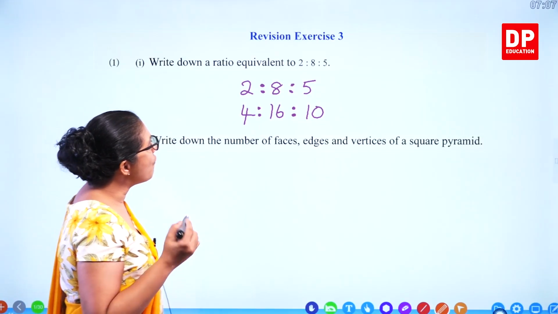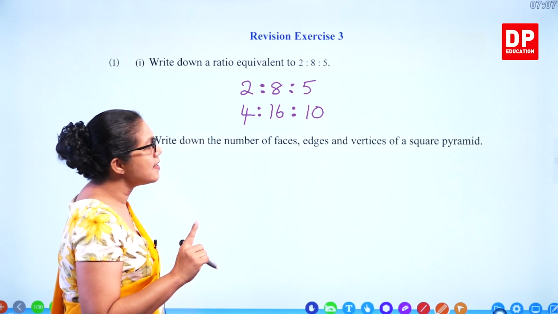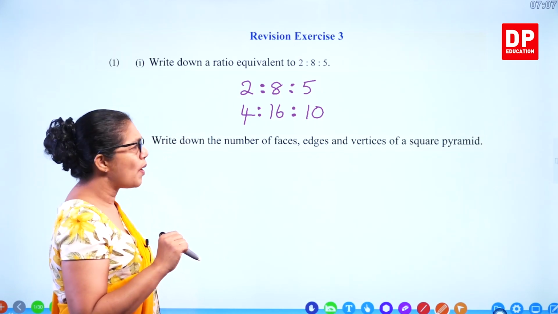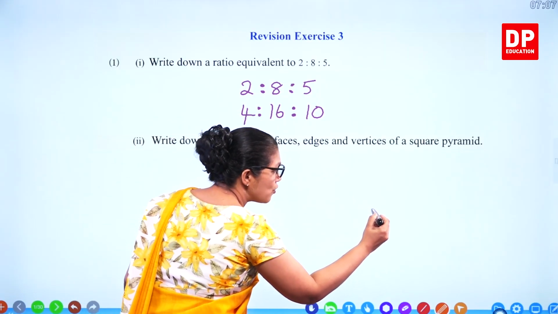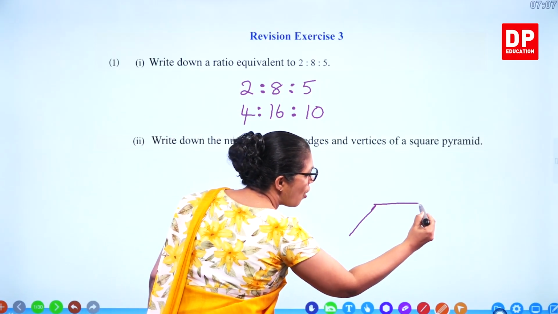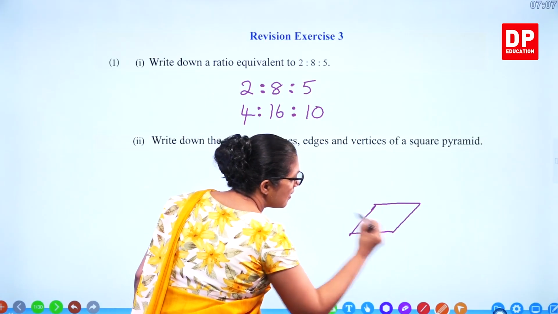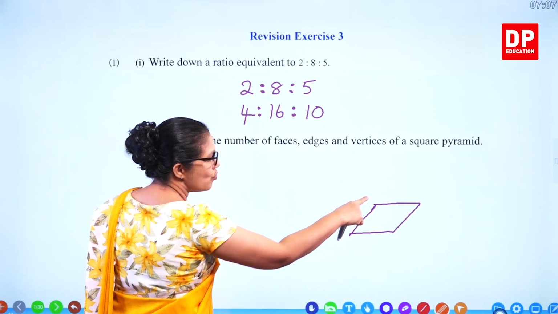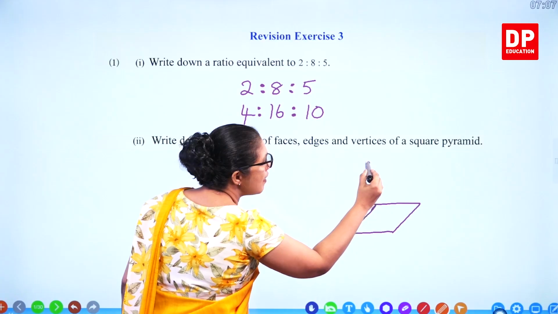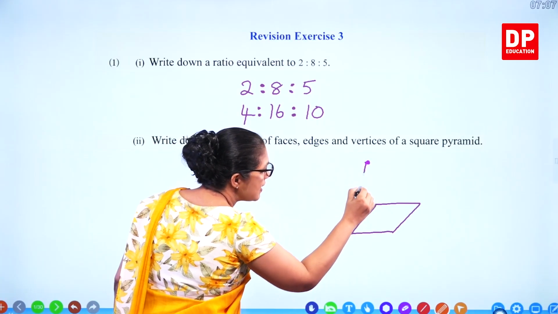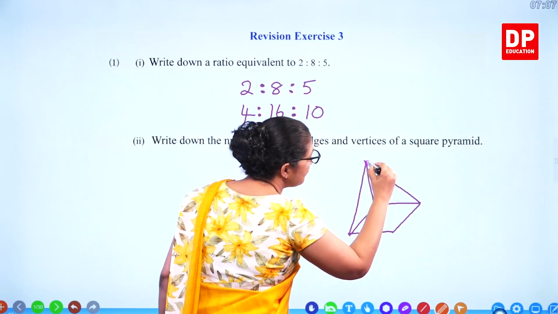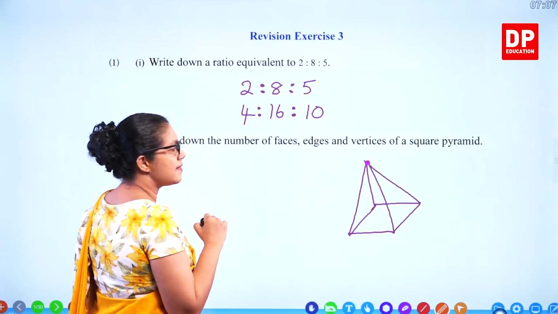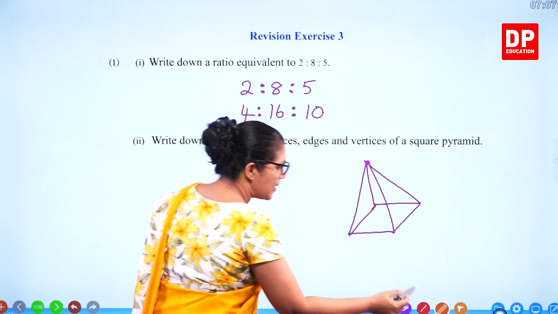Write down the number of faces, edges and vertices of a square pyramid. So what is a square pyramid? That means the base is a square. So we'll try to draw it. You draw a square like this because this is 3D. So you have to draw like this and take the vertex point and connect all the vertices. This is a square pyramid.